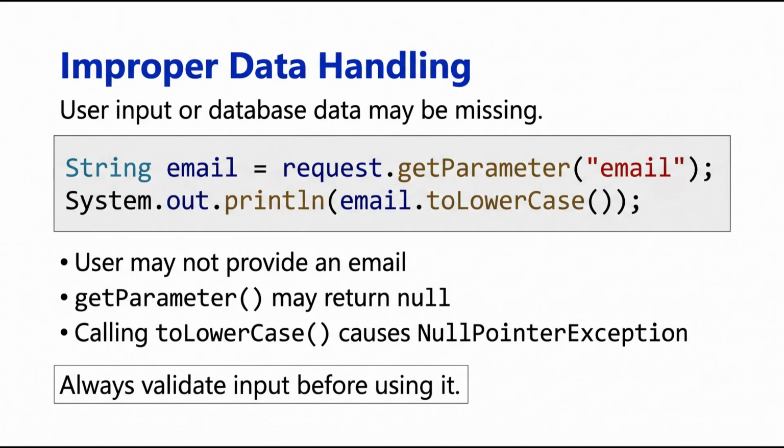Here we're reading an email value from a request. If the user leaves the field empty or the parameter doesn't exist, getParameter may return null. Calling toLowerCase on a null value causes a null pointer exception.